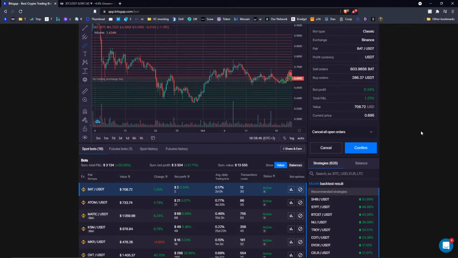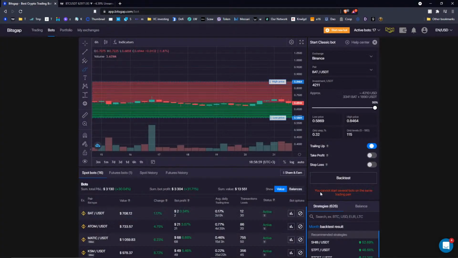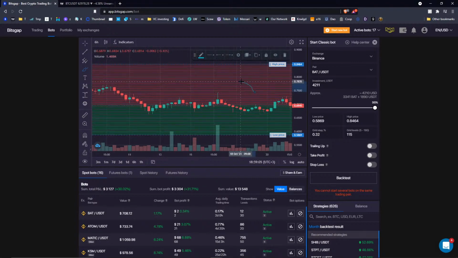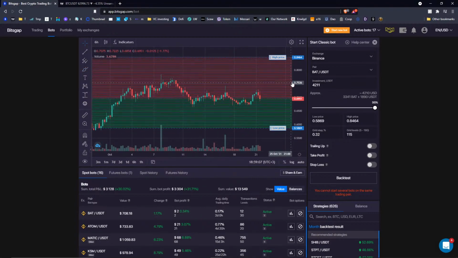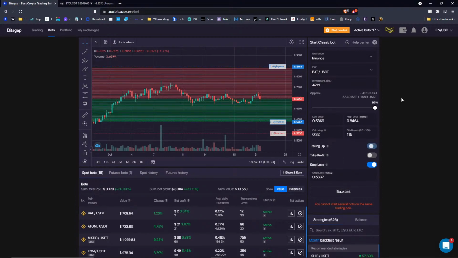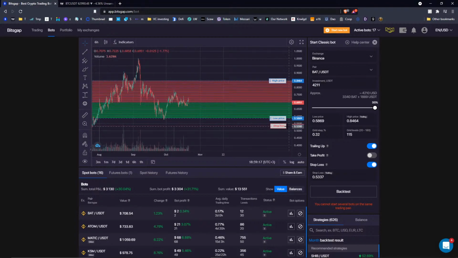So as for the trailing stop, for example, when you trade bots, let's use the classic bot here. If you set the stop loss over here and then you also set the trailing up, what that means essentially is that your stop loss becomes trailing automatically.